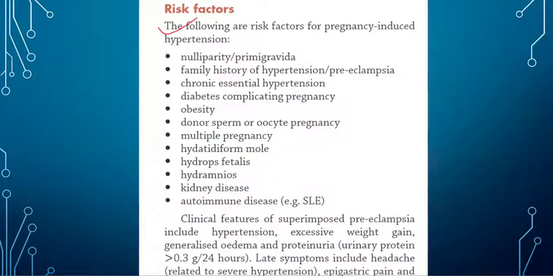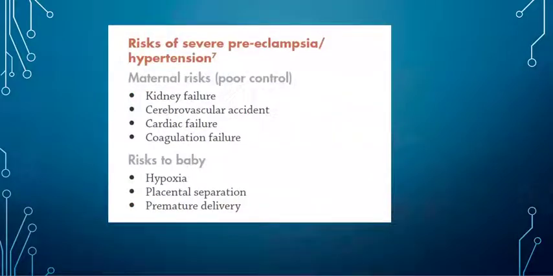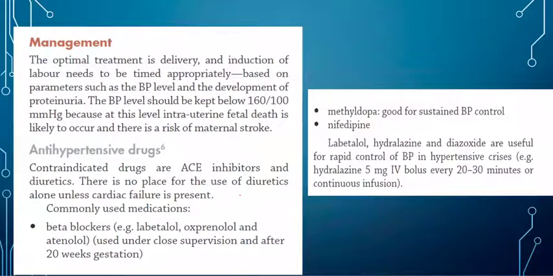These are the risk factors of preeclampsia. Give it a read by yourself, not super important. The signs are very important, as we have been already discussing. What are the risks of preeclampsia? So mother can develop heart failure, kidney failure, coagulation failure, and there are risks to the baby. You can give it a read. Management. Management is the most important part, which comes in exam.